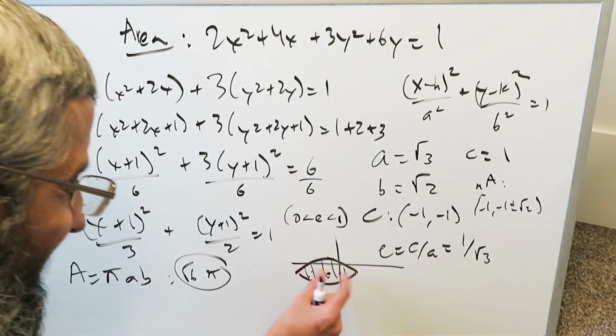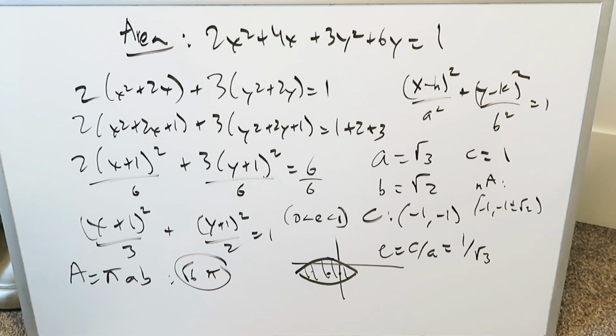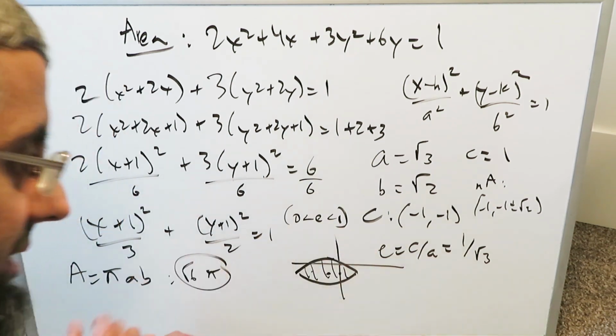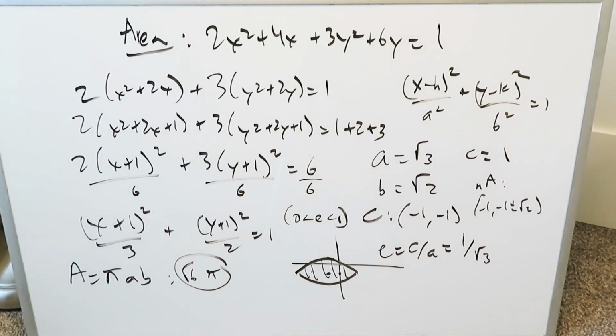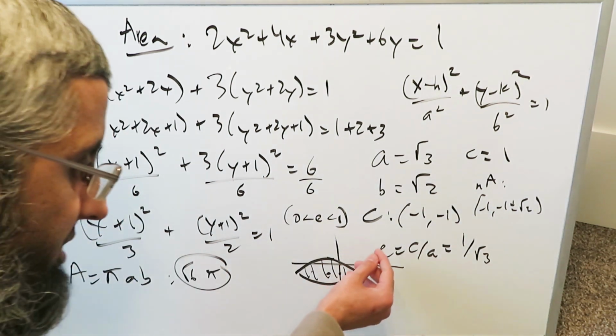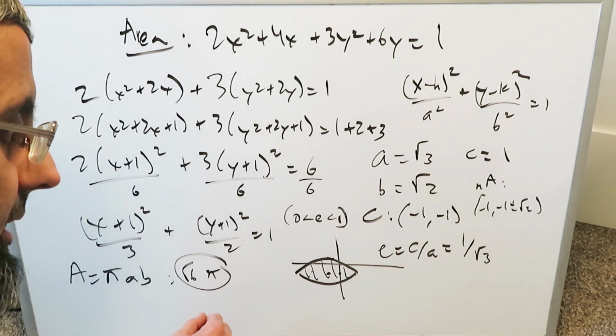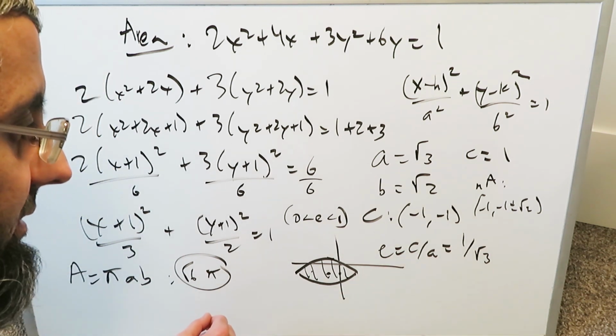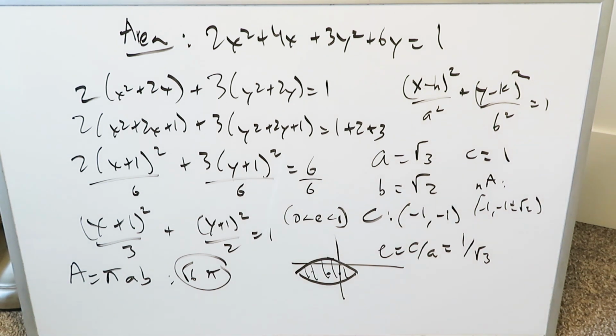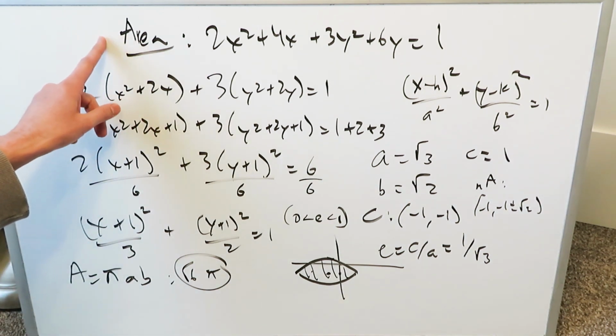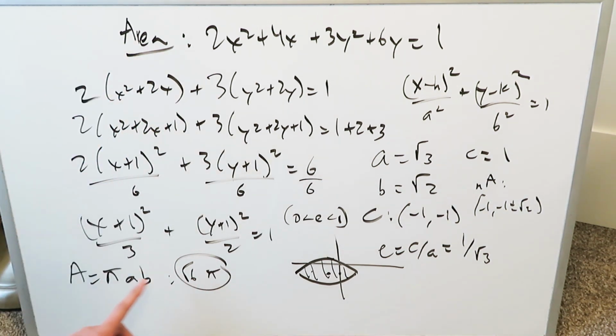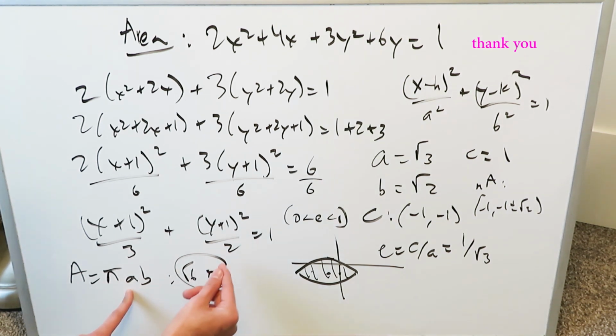It's an eccentric ellipse. Keep in mind, an ellipse differs from the circle by means of this deviation from the circular form, hence you have an eccentricity. A circle has no eccentricity because it's circular. Anything which deviates from a circle, like a hyperbola or ellipse, will have a certain eccentricity which a circle does not have. But the question here was, area is equal to what? It's pi AB, pi times root 3 times root 2, which is root 6 pi.